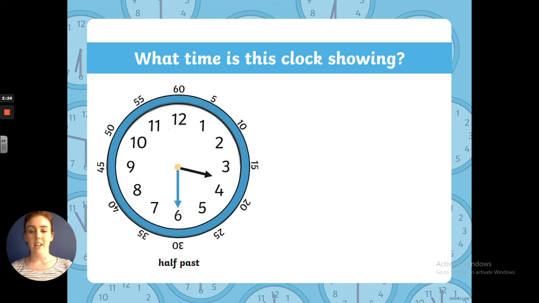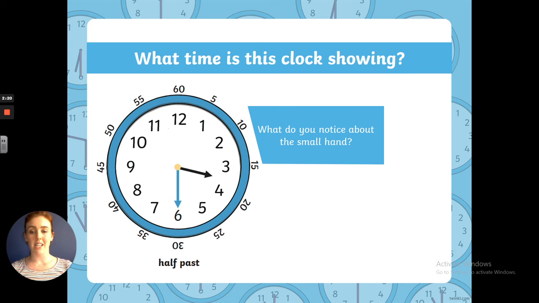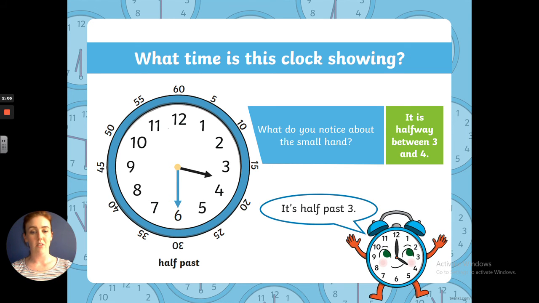And here I can see that the minute hand, the long hand, is pointing at the 6 again. What do you notice about the small hand? That's right, it's pointing between the 3 and the 4. So because we've just gone past the 3, that is telling me that it is 3:30.